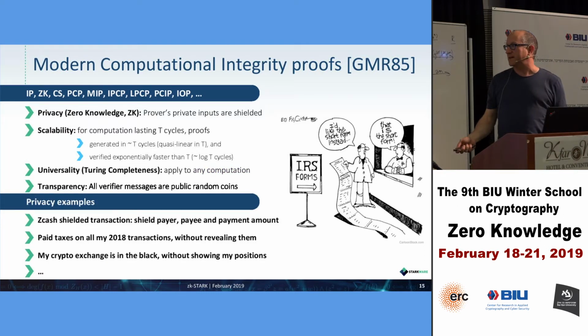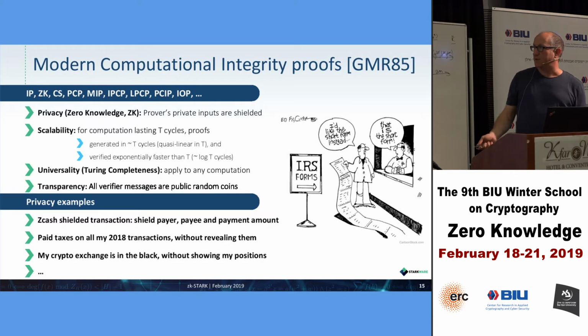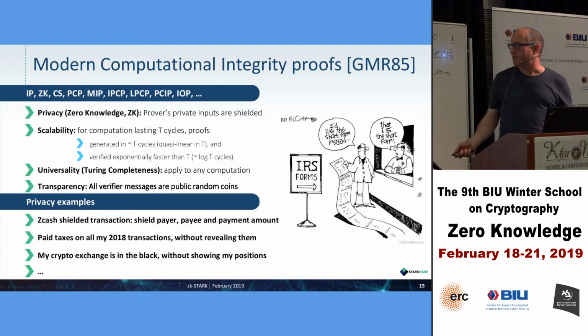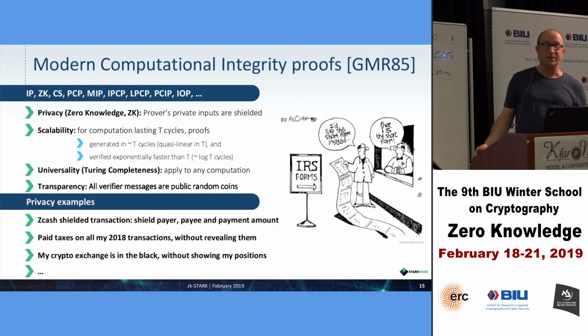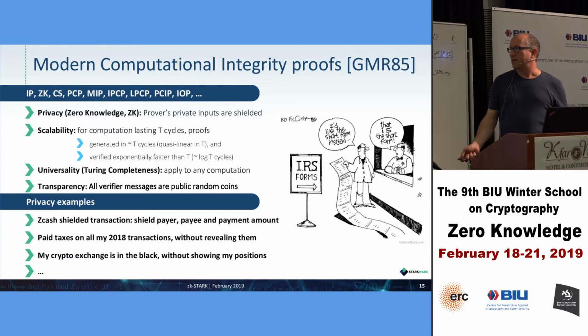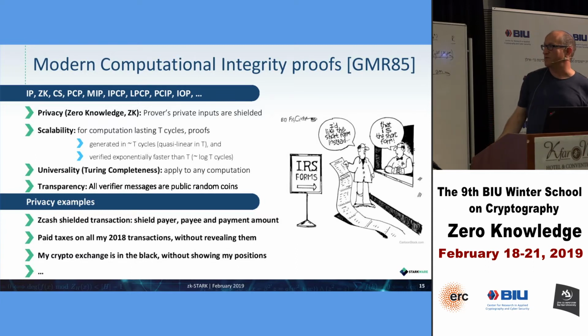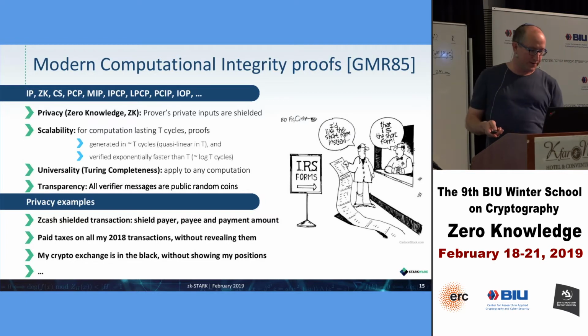Famously, you could use zero knowledge for things like Zcash shielded transactions. You can shield the payer, payee, and the payment amount. I didn't mention this, but I'm also one of the co-founders, a founding scientist, of the Zcash company, and I very much like Zcash. But right now I'm more into STARKs than the ZK-SNARKs used there, even though they're great as well. And you can also use zero knowledge to prove that you paid all your taxes without revealing them, and a whole bunch of other things they're really good for.